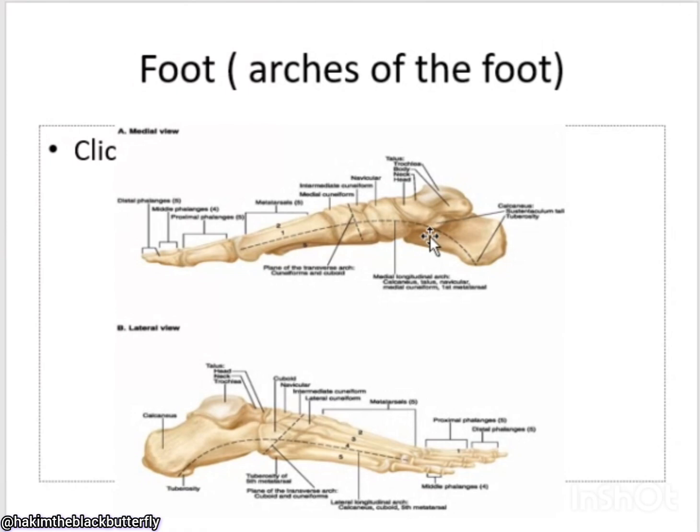And the joints of the lateral longitudinal arch include the subtalar joint still, the calcaneocuboid joint between the calcaneum and the cuboid. Then we have the joint between the cuboid and the cuneiform bone. And then we have another joint between the cuneiform bone and the metatarsals, the metatarsal cuneiform joints.